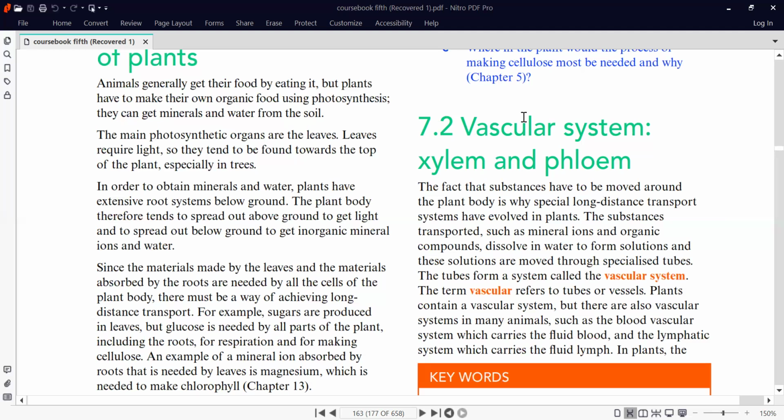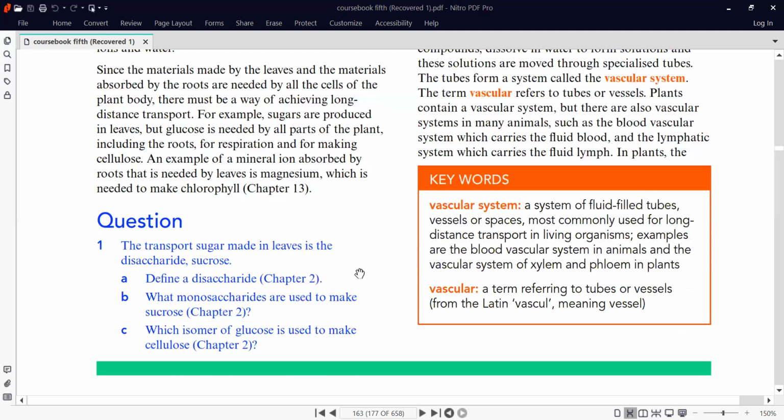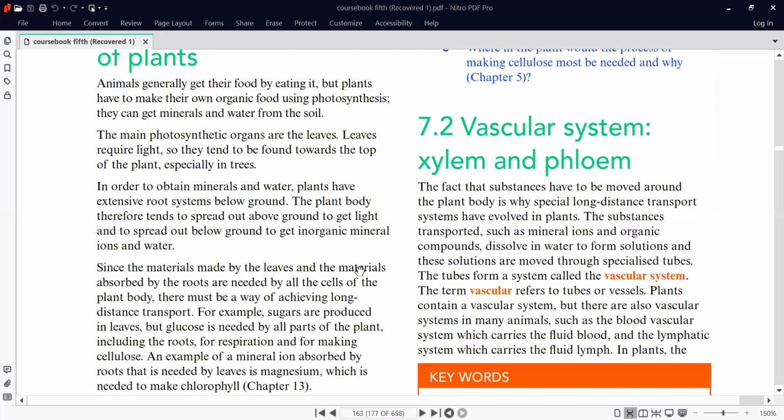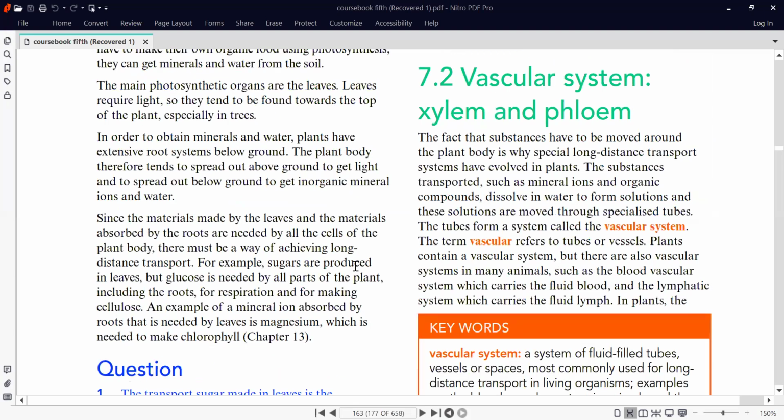An example of mineral ions absorbed by the root and used in the leaves is magnesium, which is needed to make the chlorophyll. In the same way, what is the use of nitrate? Nitrates are going to be used for the making of amino acid. Amino acid, the basic monomer of the polypeptide, and polypeptide will convert into protein. Protein is the molecule of growth.